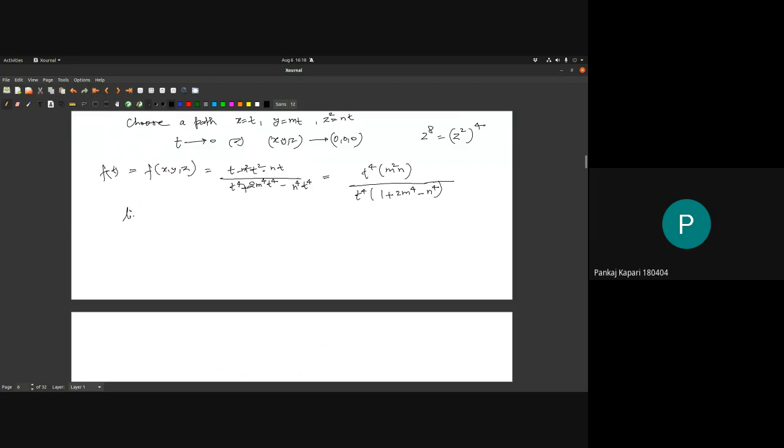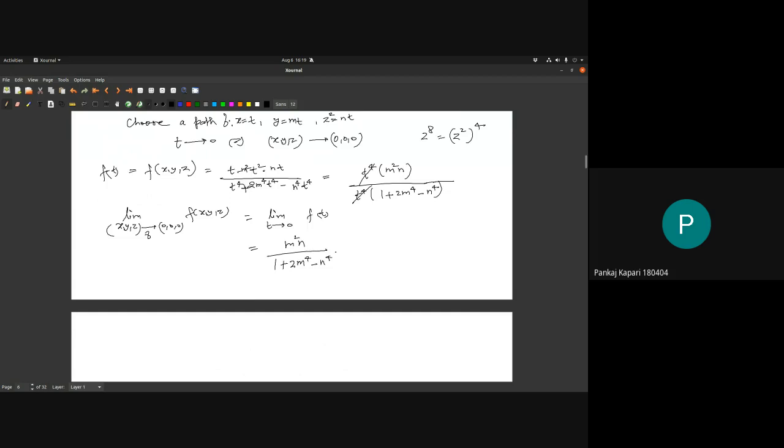Now the limit of xyz going to the origin along this path is the same as, since we are approaching along a path, we can write that path as gamma. That is the same as taking the limit of f of t as t tends to 0. And because you can cancel t to the power 4, the value of the limit is m squared times n divided by 1 plus 2m to the power 4 minus n to the power 4.